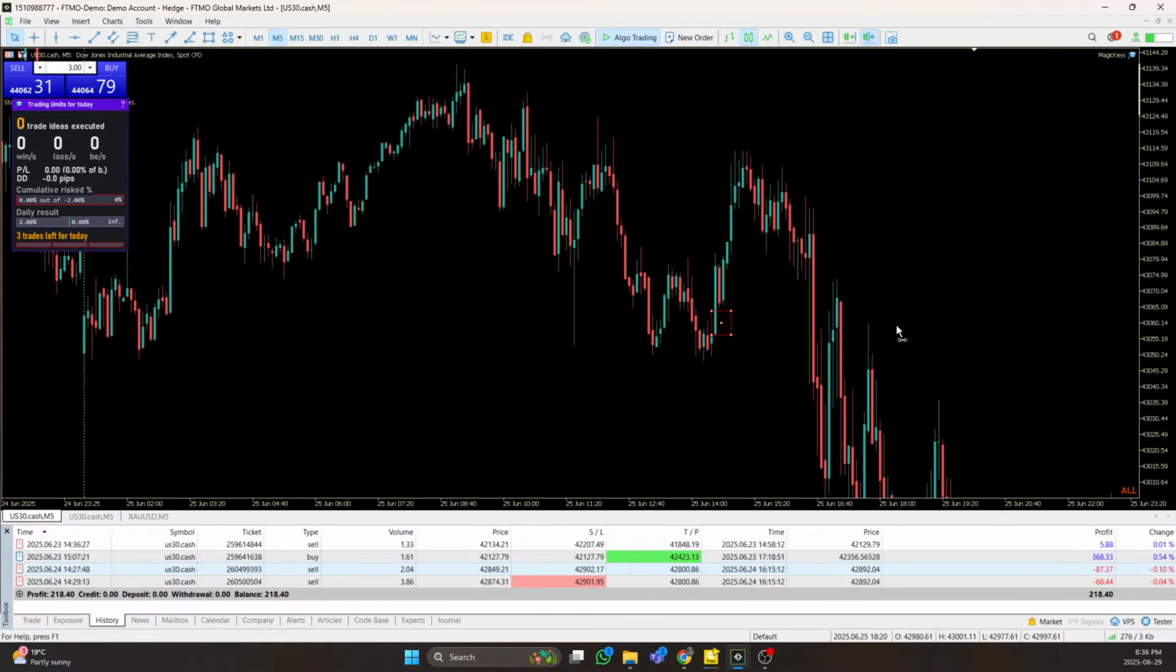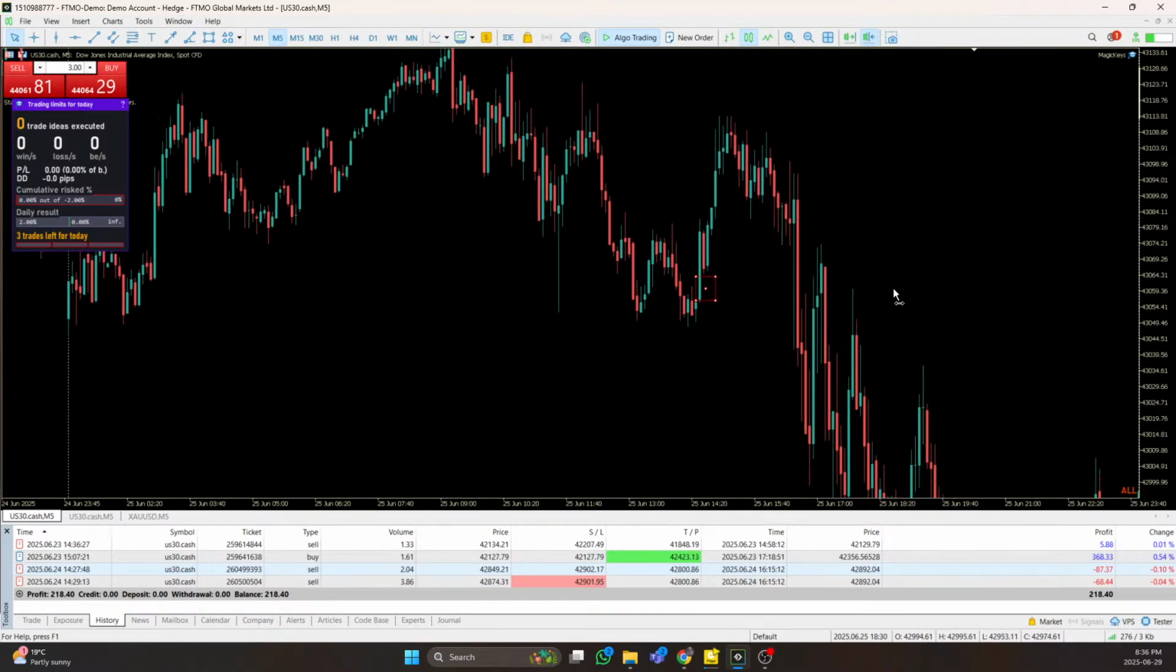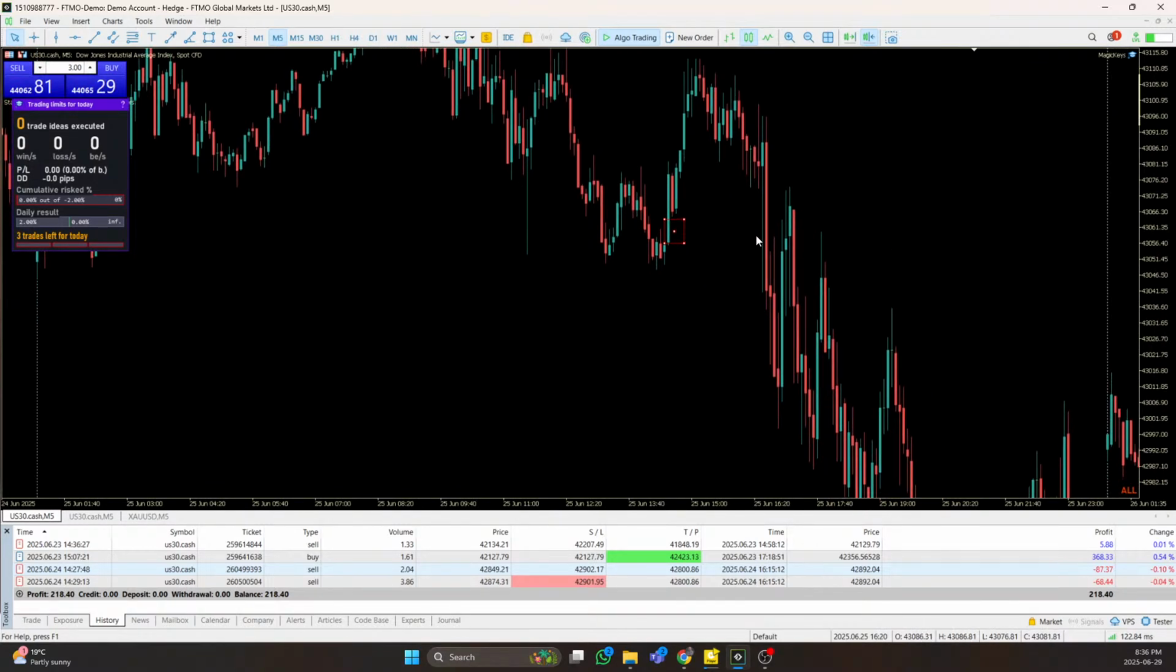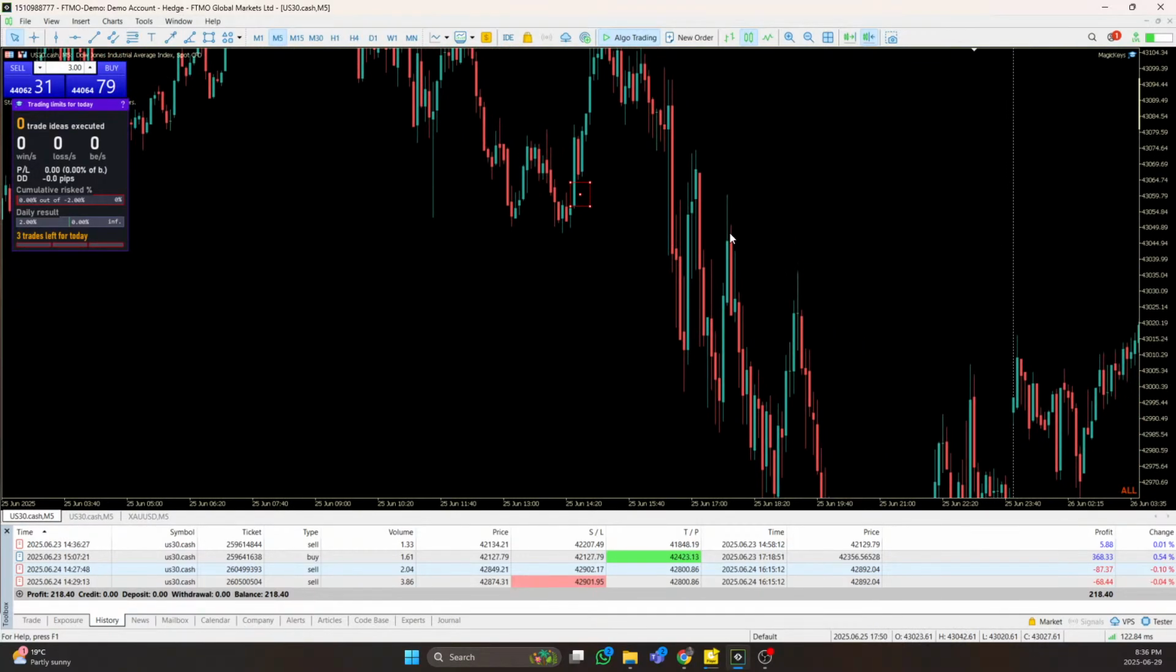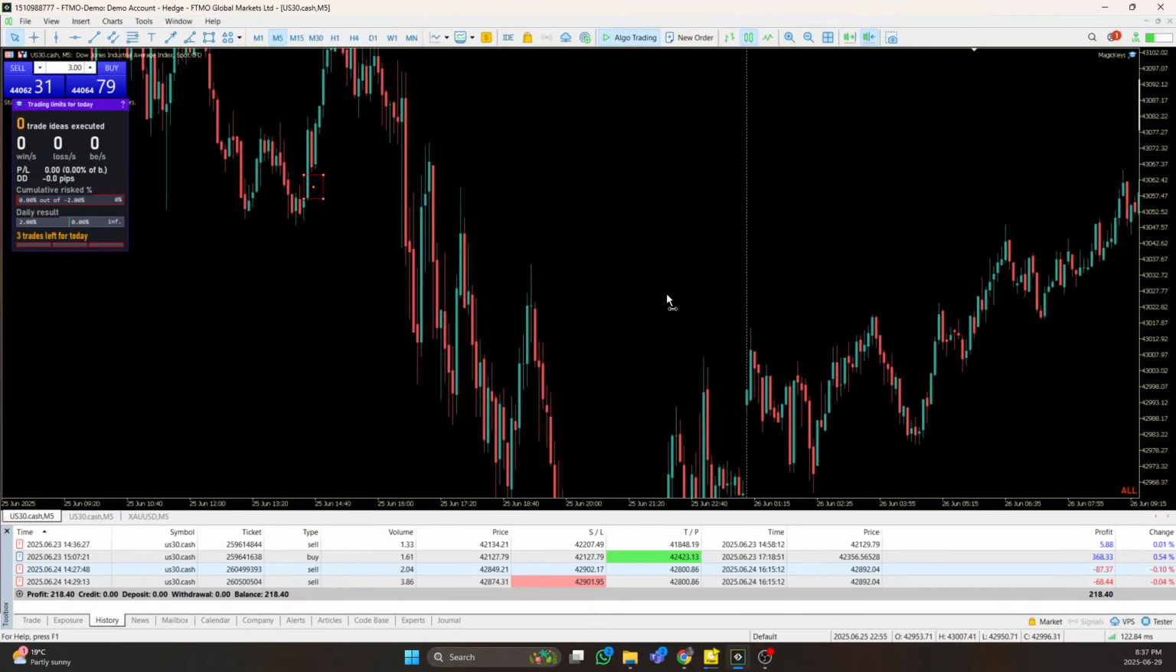But the next entry for that day would have been where? Not here, not here. There's no gap here in this big candle. Oh, there's another gap here, but again, stops would hit. So I'm happy that I did not trade that day.